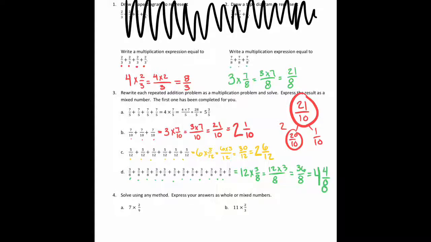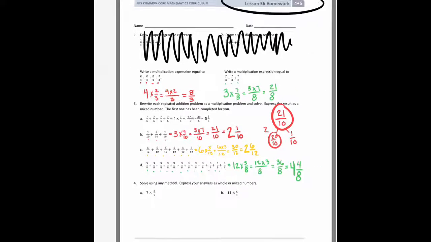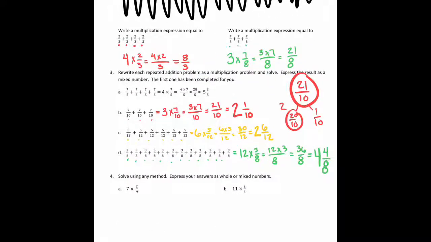Okay, on this next part, they said we could solve using any method, so we don't have to write out that whole big long string if we don't want to, but you can if it helps you. So you can just check your final answers with mine. So 7 times 2/9 will give you 14/9, which in a mixed number is 1 5/9.